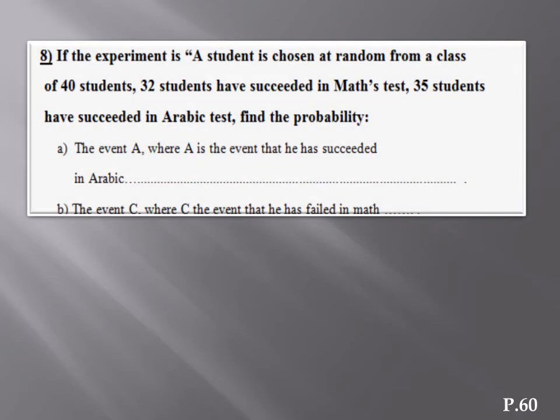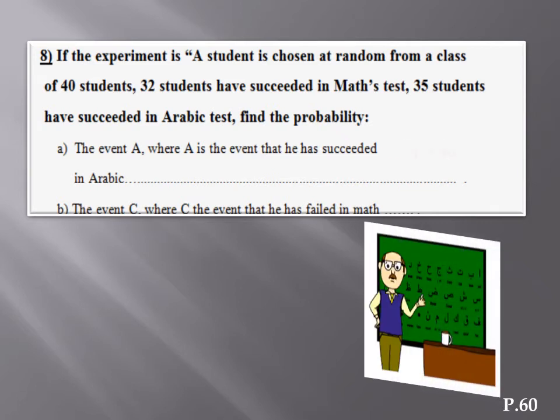If the experiment is a student chosen at random from a class of 40 students, 32 students have succeeded in the math test, and 35 students have succeeded in the Arabic test. Find the probability. To find the probability, I need to find the number of the sample space, which is the total number of students. It equals 40. To find the probability of A, which is succeeding in Arabic, how many succeeded in Arabic? 35 students. The probability equals 35 over 40, which equals 7 over 8.